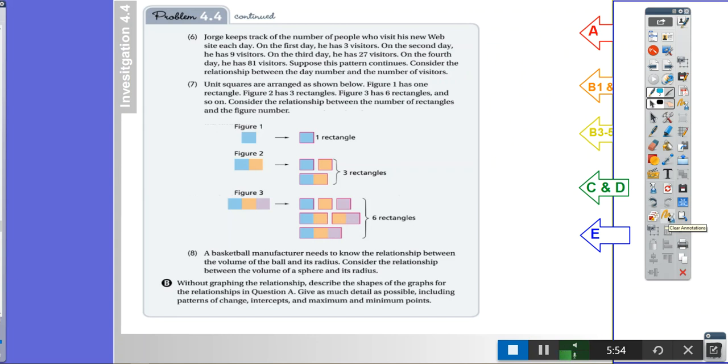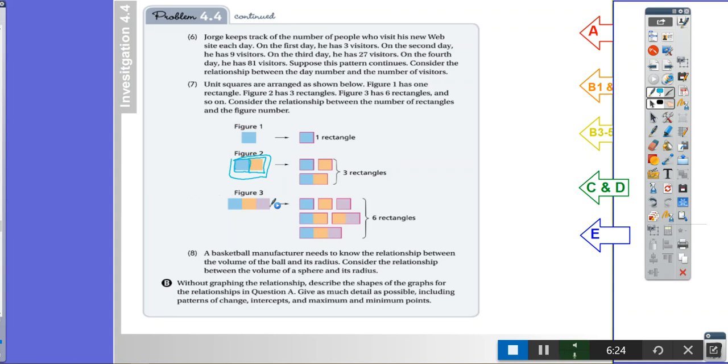Unit squares are arranged as shown below. Figure 1 has 1 rectangle. Figure 2 has 3. Where did the 3 come from? Oh, well, I have 1, 2 rectangles, and I also have a big sneeze. The 2 combined, that's another third rectangle. So I have 1 and 1, 2 and 3, 3 and 6.